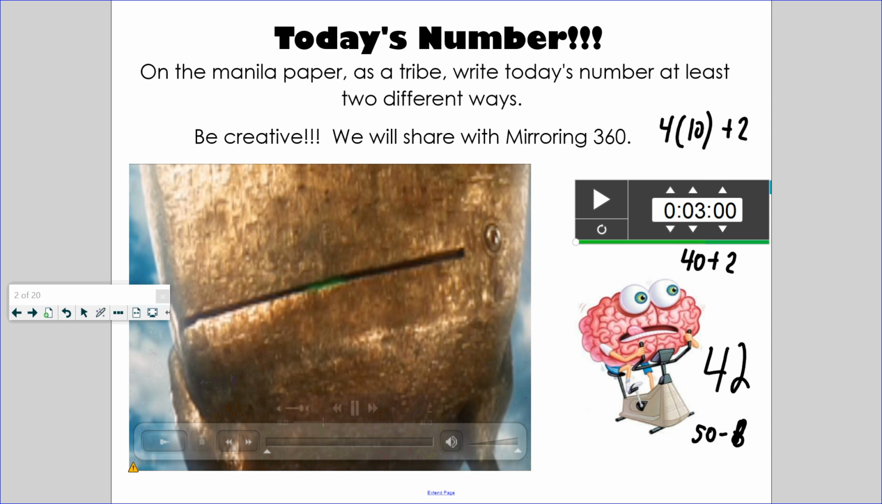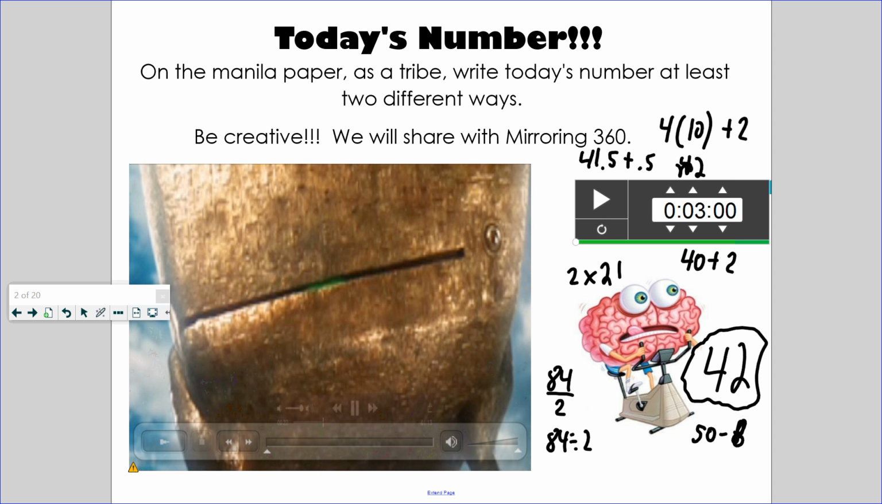Could I represent it as a multiplication? I could do 2 groups of 21, which is equivalent to 42. What about division? I could represent it as 84 divided by 2. That's 42. Could I use a decimal? 41 and 5/10 plus 5/10, or 0 and 5/10, adds up. The sum is 42.